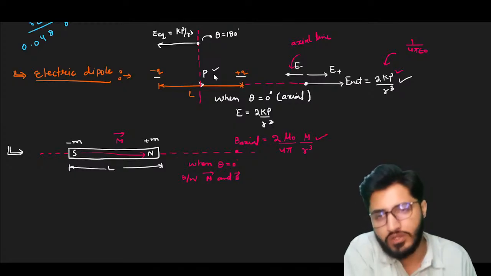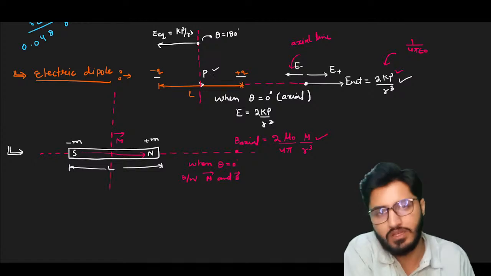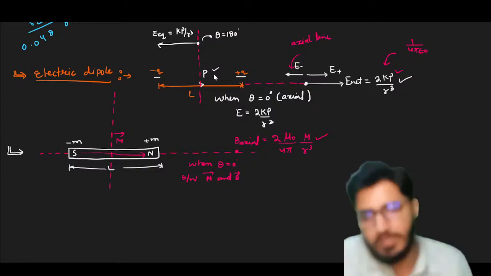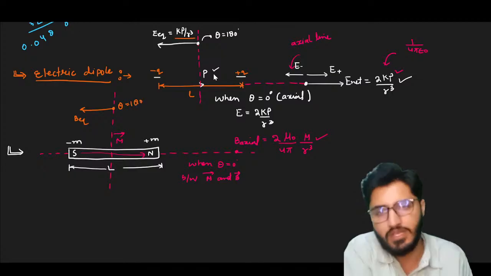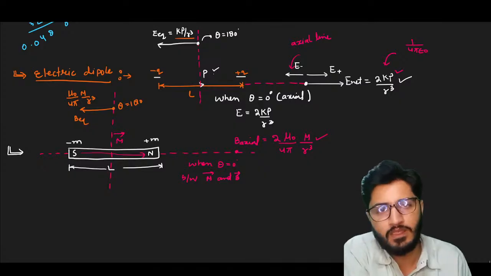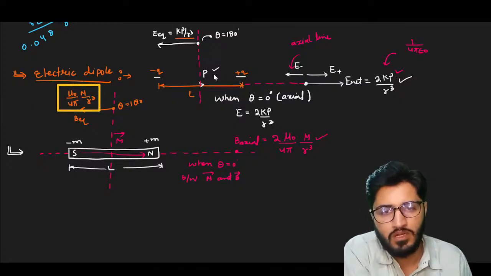If we are talking about the equatorial position, this is my equatorial position. So this would be my answer. This point is my B equatorial. Theta equals 180 degree. Same, it is kp by r cube. K means mu naught by 4 pi, P means m by r cube. So you need to remember this formula, and this one.